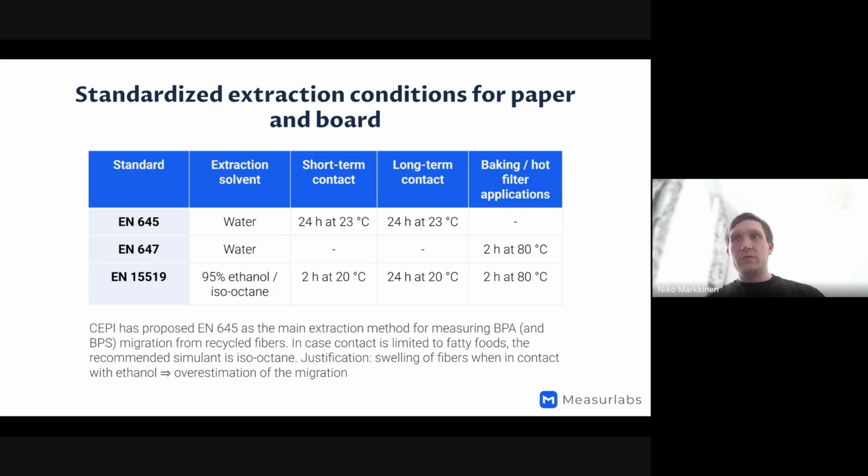However, this is only a proposal from industry partners, so this is not an official guideline in any case. So it will be interesting to see in the future if there will be an official way on how you would define this in paper and board as well.